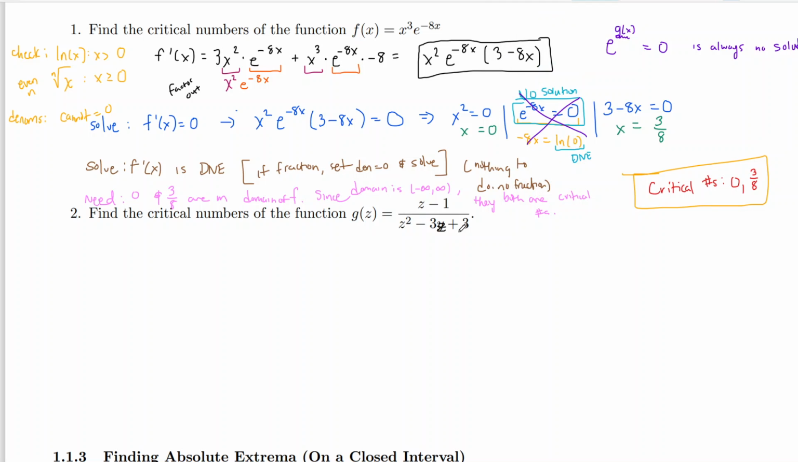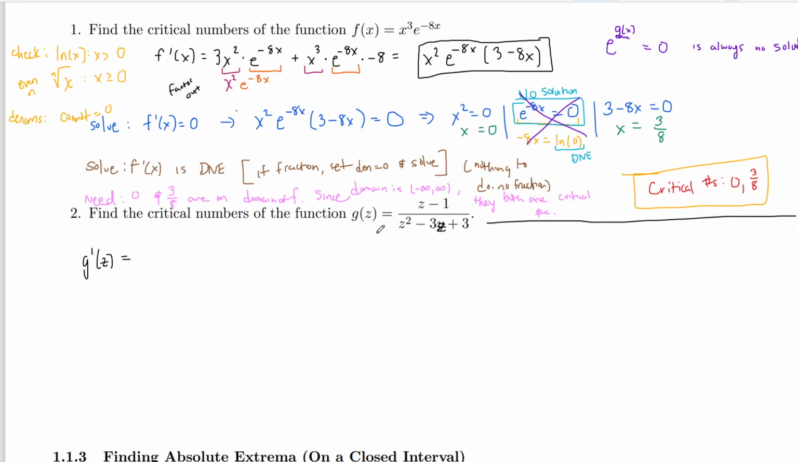All right, well, let's go ahead and work number 2 here. Number 2, we can already see we have a fraction, so there will be a restriction on our domain, but we don't really need to worry about it until we get our possible critical numbers and check. Just put a line here to separate. We want to find the critical numbers of g of z equals z minus 1 over z squared minus 3z plus 3. Right, well, without any more thought, we know we need to do the derivative.